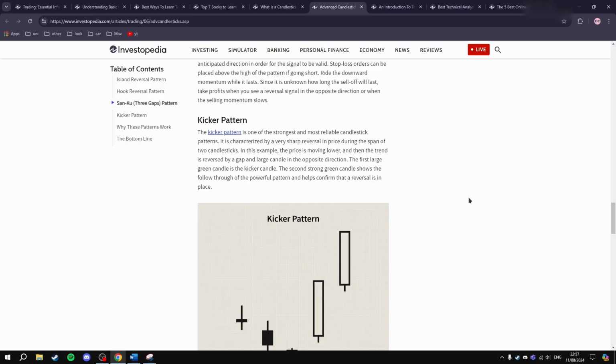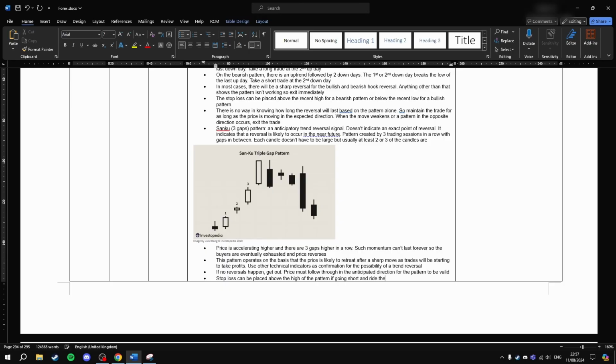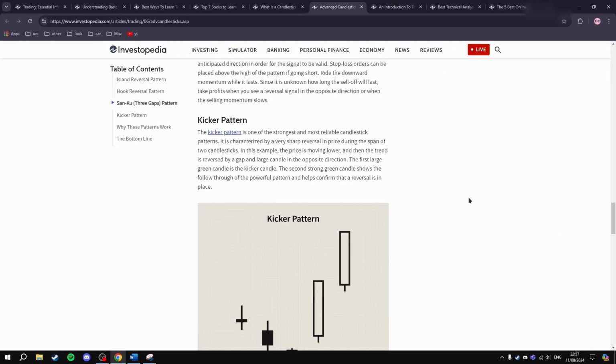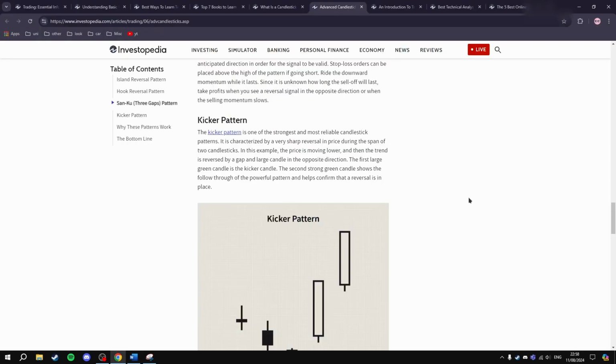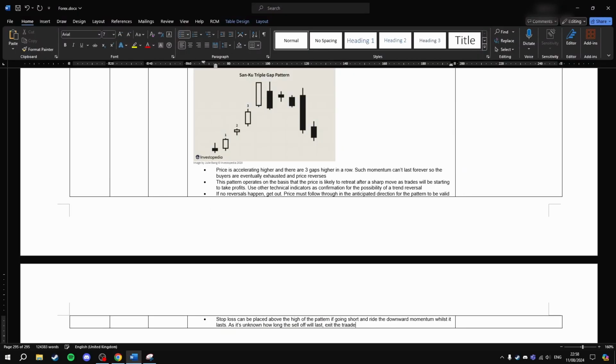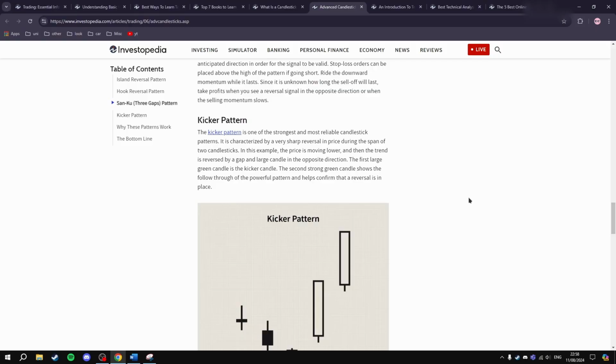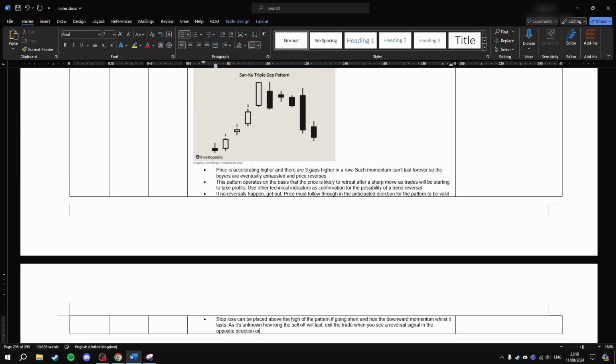Ride the downward momentum whilst it lasts. Since it is unknown how long the sell-off will last, take profits when you see a reversal signal in the opposite direction or when the selling momentum slows.